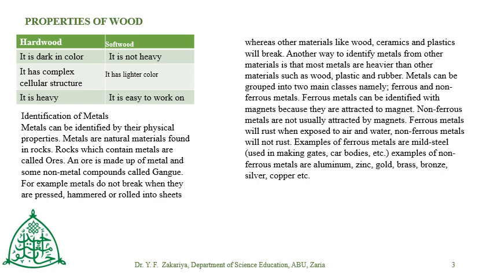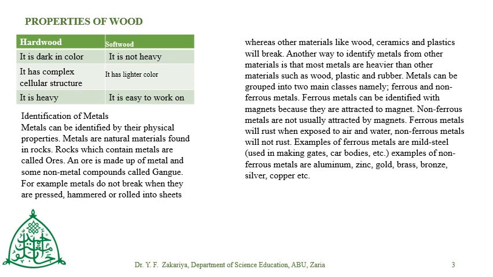Another way to identify metals from other materials is that most metals are heavier than other materials such as wood, plastic, and rubber. Metals can be grouped into two main classes, namely ferrous and non-ferrous metals. Ferrous metals can be identified with magnet because they are attracted to magnet. Non-ferrous metals are not usually attracted by magnet. Ferrous metals will rust when exposed to air and water. Non-ferrous metal will not rust.